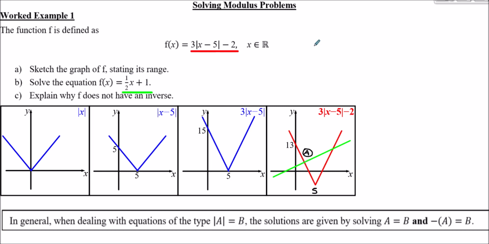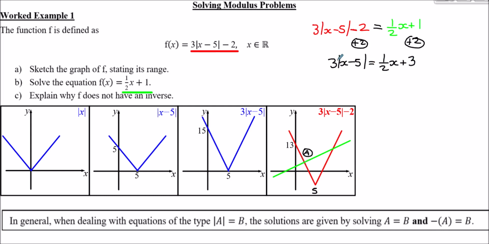To solve when f of x is equal to the green, we need to work out when 3 lots of mod x minus 5 minus 2 equals a half x plus 1. So we can work towards isolating this modulus symbol. First of all, I'm going to suggest we add 2 to both sides. We then get 3 lots of mod x minus 5 equals a half of an x plus 3. Then to get the mod symbol on its own, I'm going to divide both sides by 3. That gives me that the mod of x minus 5 is 1/6 of an x plus 1.